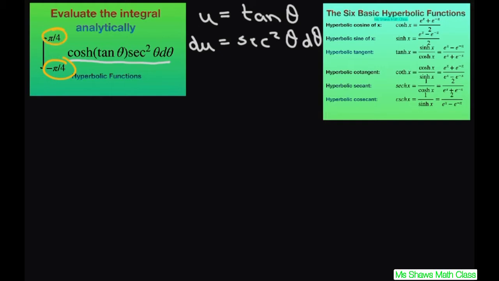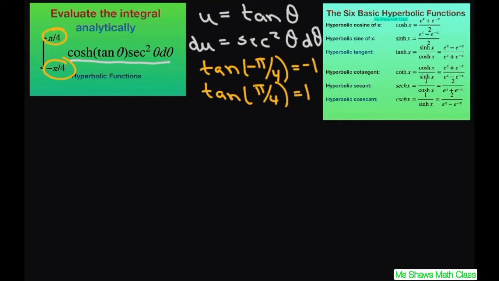So when theta is negative pi divided by 4, then that means our tan is going to be, let's just do it this way. We just plug in: tan of negative pi divided by 4 equals negative 1. So that'll be the lower limit. And tan of pi divided by 4 equals 1. So now I can rewrite my integral from negative 1 to 1.